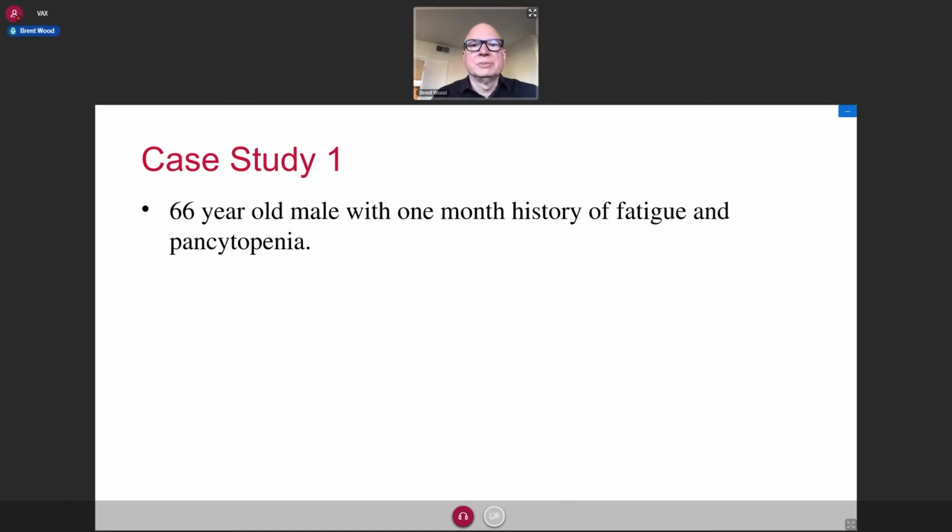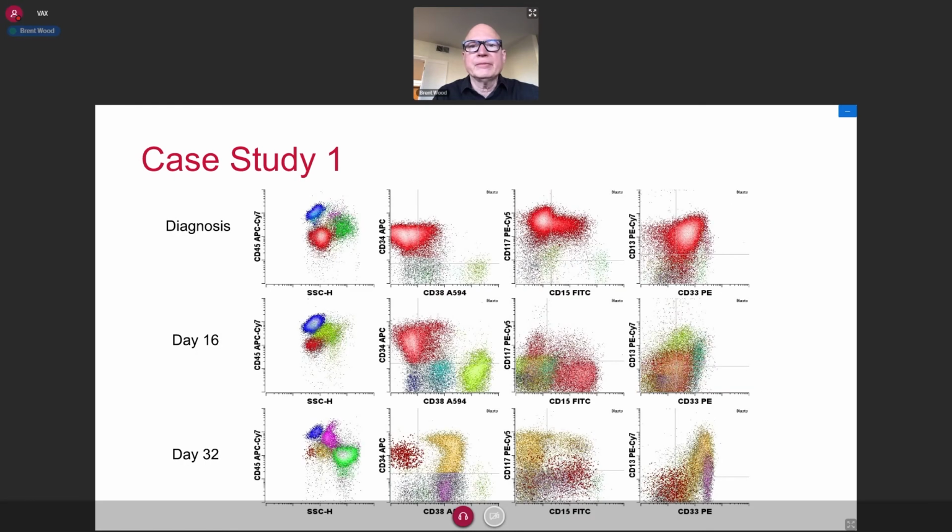So let's look at a simple case just to see how this works and emphasize a particular point. Here we have a 66-year-old male with a 1-month history of fatigue and pancytopenia. Next. And at diagnosis, we have the population in red, which represents the patient's leukemic population. So this patient has AML, the blasts or leukemic cells are in red. They have a low level of CD34 with low CD38, a high level of CD117 with a little bit of CD15, and express CD13 and CD33.